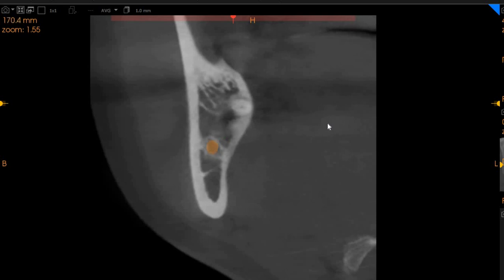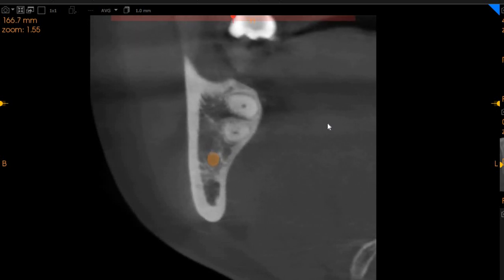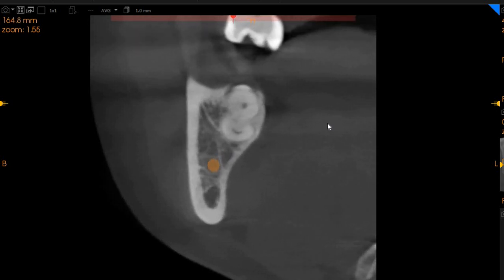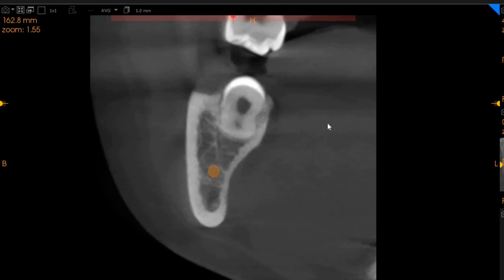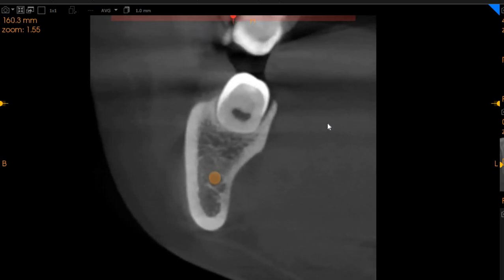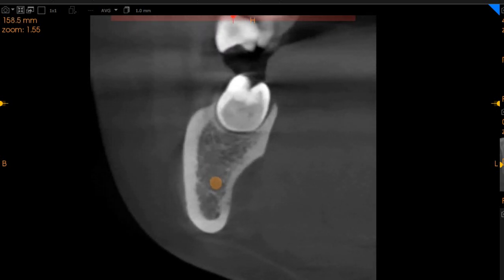So the lower left wisdom tooth is absolutely safe. It has no relationship with the inferior alveolar nerve. It is placed lingually and it has a thin lingual plate, but otherwise the tooth looks in an absolutely perfect position to be extracted.